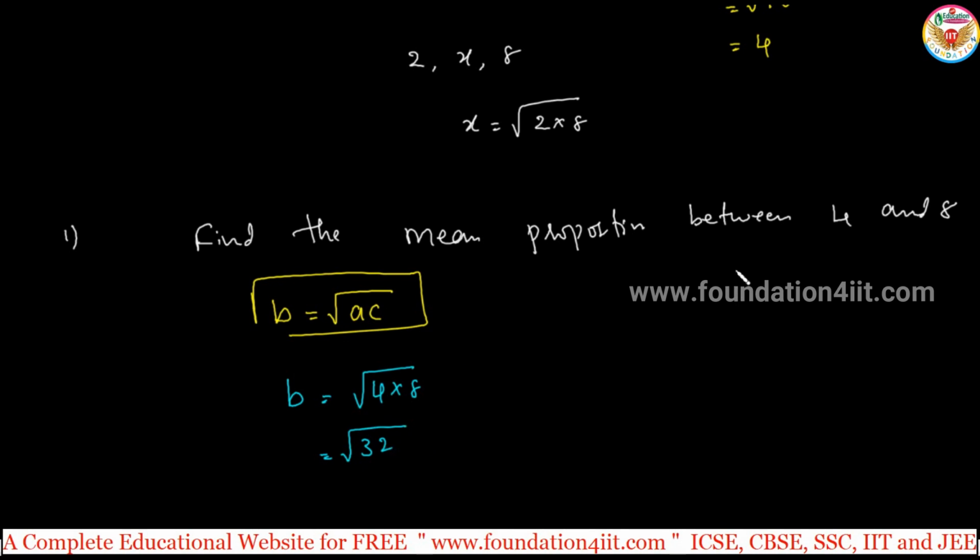Mean proportion. And instead of B, let us take x and also solve. If you know the formula, you can apply it directly. B is equal to square root of A into C. And in the same way, instead of the mean, if they ask for the third proportion.